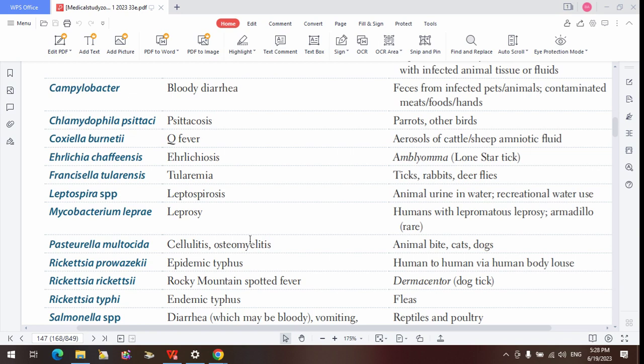So tularemia, yeah. Tularemia can be transmitted by rabbits. They can have the usual nausea, vomiting, headache, and all those things with tularemia. It's not very high yield.